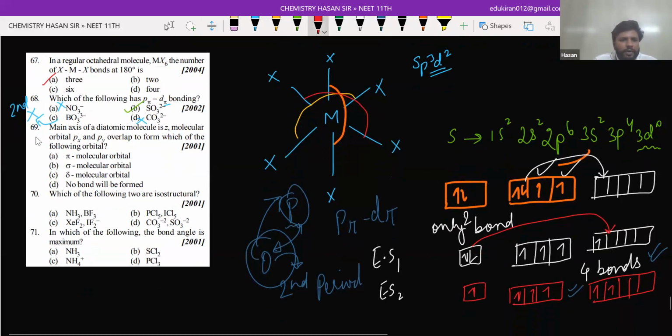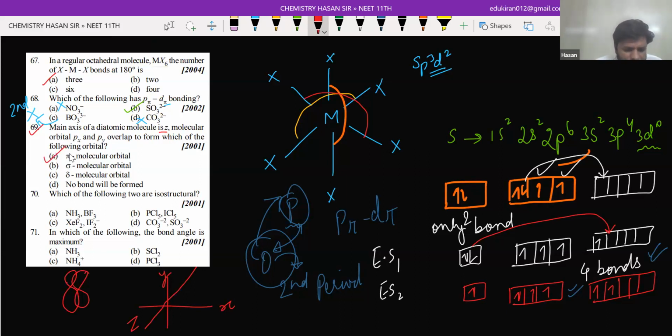Okay. Come to question 69. 69 is very easy. Let's say the main atomic axis of the diatomic molecule is Z. Molecular orbitals px and py overlap to form which one of the following orbitals? Very simple. If this is your scenario, x, y, and the main axis Z is just outside your screen, the overlapping here will be parallel overlapping. When parallel overlapping takes place, it is a pi molecular orbital. Is that clear? Yes, sir.